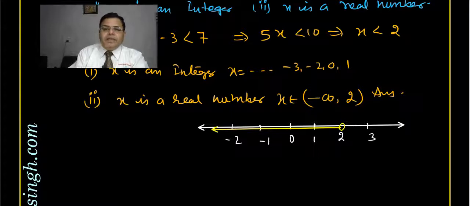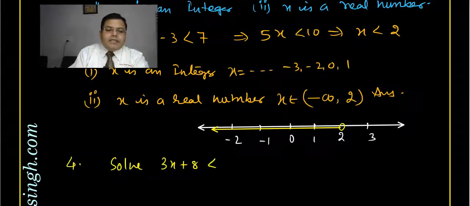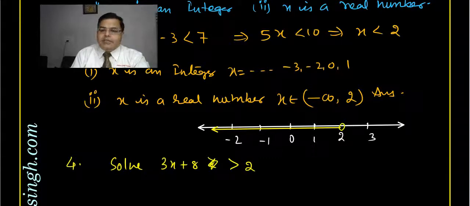Now taking question number 4. It is given: solve 3x plus 8 is greater than 2. We have to show the solution when x is an integer and when x is a real number. Same question, where x is an integer and x is a real number.